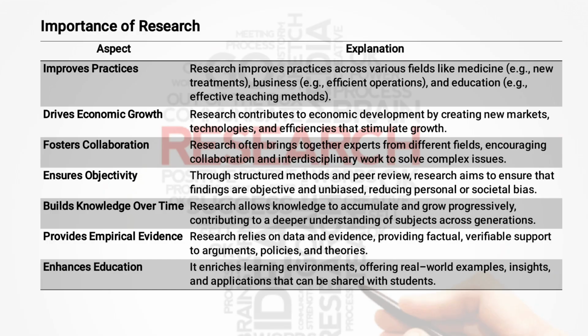The next point is provides empirical evidence. Research relies on data and evidence. This means that research findings are based on actual data and facts rather than theories or any sort of guesswork, right? Empirical evidence makes research reliable and is the ground for real world observation and experimentation. This helps people to make decisions based on what is proven to work rather than on assumptions.